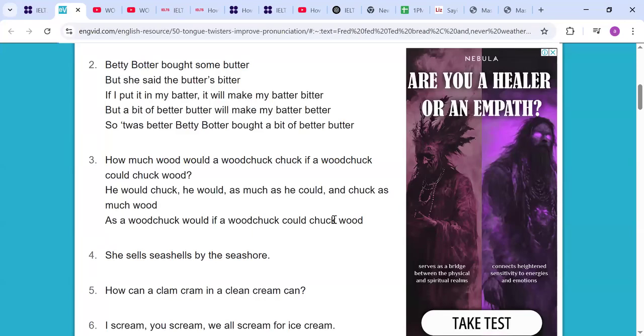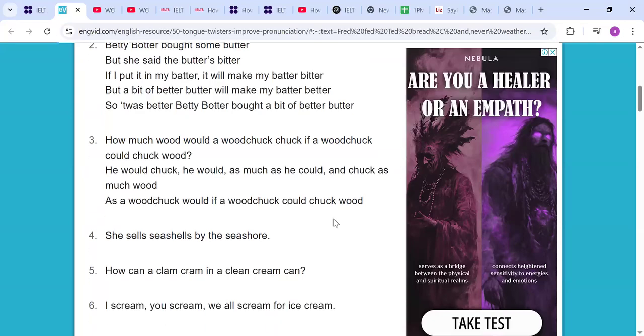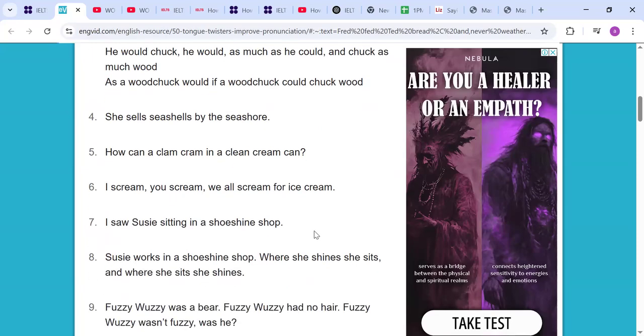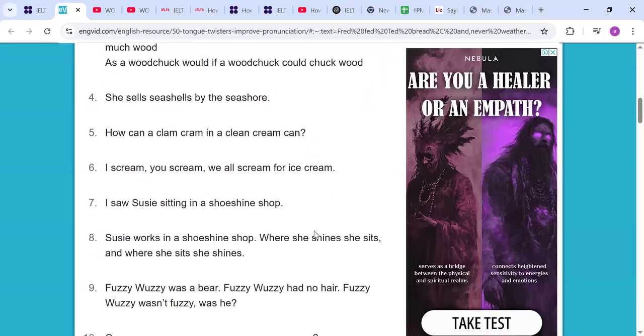Anybody who would like to practice different tongue twisters? Raise your hand if you want to practice it. It is better to try to practice it. She sells seashells by the seashore. How can a clam climb in a clean cream can? Ice cream, you scream, we all scream for ice cream. So you need to pronounce words clearly. I saw Susie sitting in a shoe shine shop.